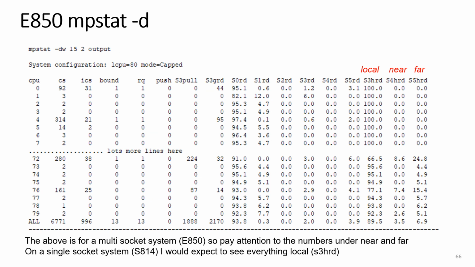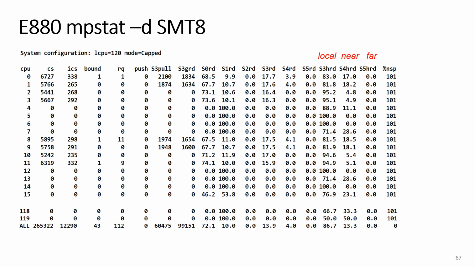This is an example of an mpstat -d, and I've put in red where local, near, and far are. This is a multi-socket E850, so it was good to see that for the most part it was all 100%. And here's an example for an E880, which is a multi-node system, and the good news is I saw nothing in S5, so nothing was going to a separate node. It was all within the node. It was just going across sockets.